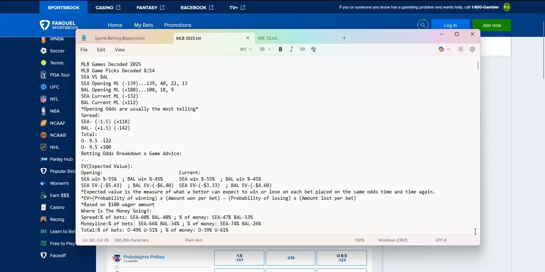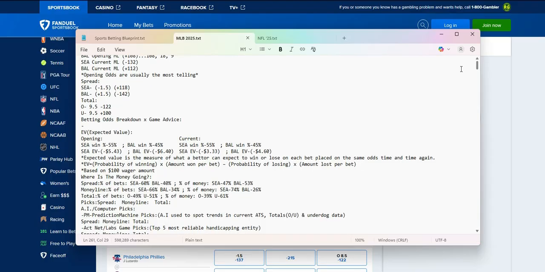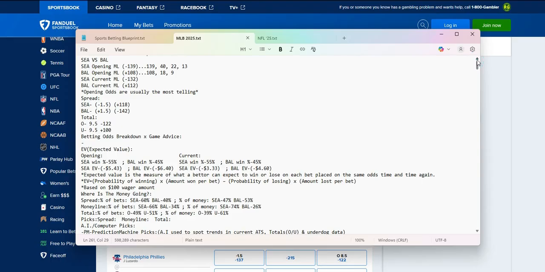But let's go over where the splits are, where the money is going. Let me just scroll up enough so that you can see all the odds right there. All right, money line looks like this.